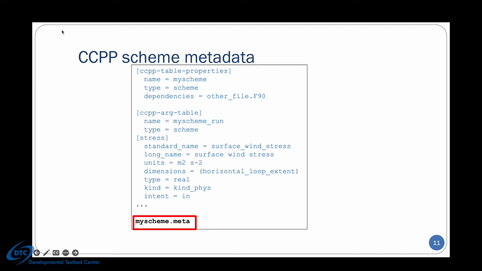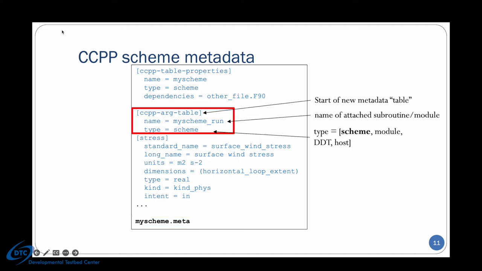Looking at the file contents, it uses a relaxed config file format with defined sections for each subroutine in the Fortran code with a CCPP compliant interface. Each section begins with the name of the subroutine and a type that describes what kind of entity the metadata is describing, in this case, a scheme. Afterward, all variables that are part of a subroutine's argument list are included, with attributes for each variable following.